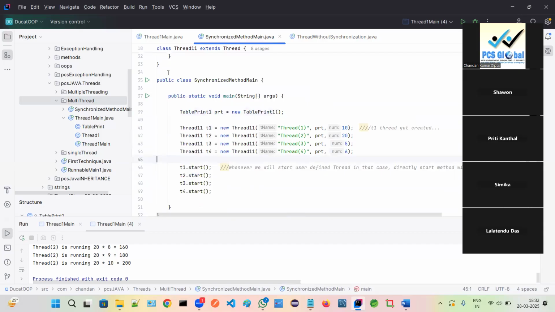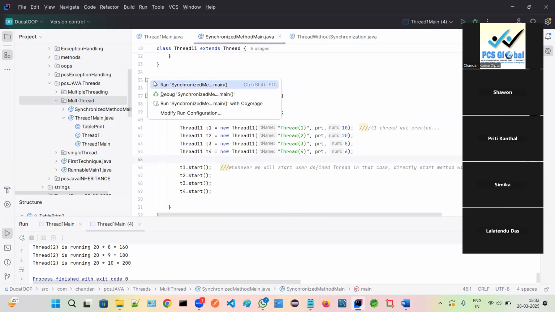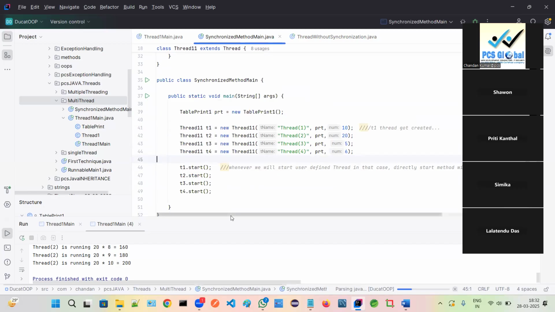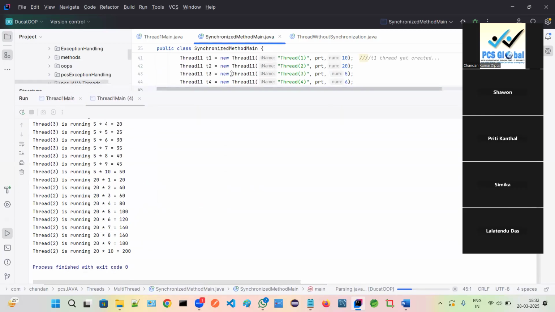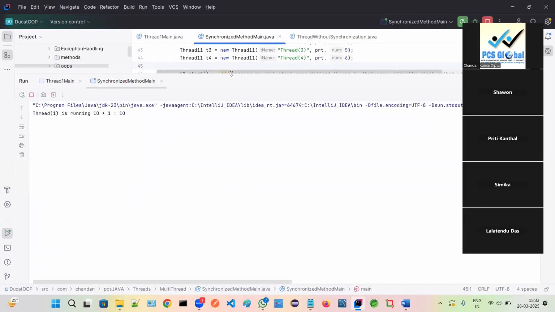Clear? Now, using this synchronized method will also achieve the same thing. Synchronized block as well as synchronized method. Now see, thread 1 is running.